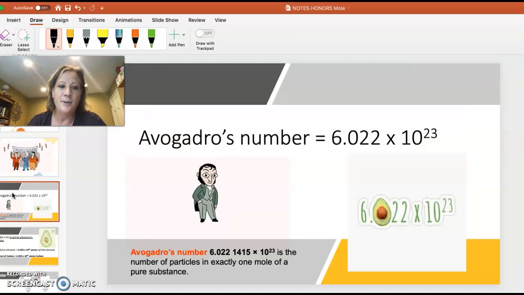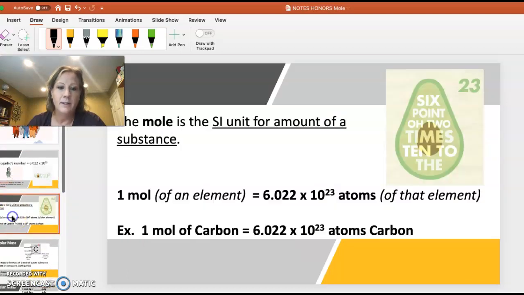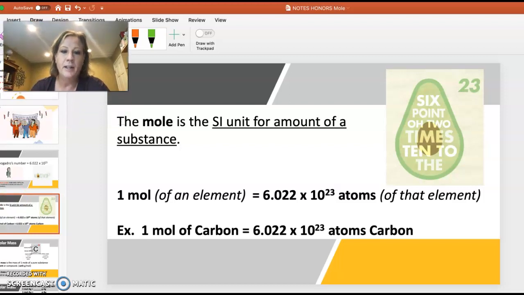So Avogadro, we saw the video, poor Avogadro, but they did name the number after him. So sometimes instead of saying 6.022 times 10 to the 23rd, people will say Avogadro's number. It's just something that you'll hear terminology wise. And like I was saying, it is the SI or metric unit, and in science we use metric. You'll see more and more as we do more.